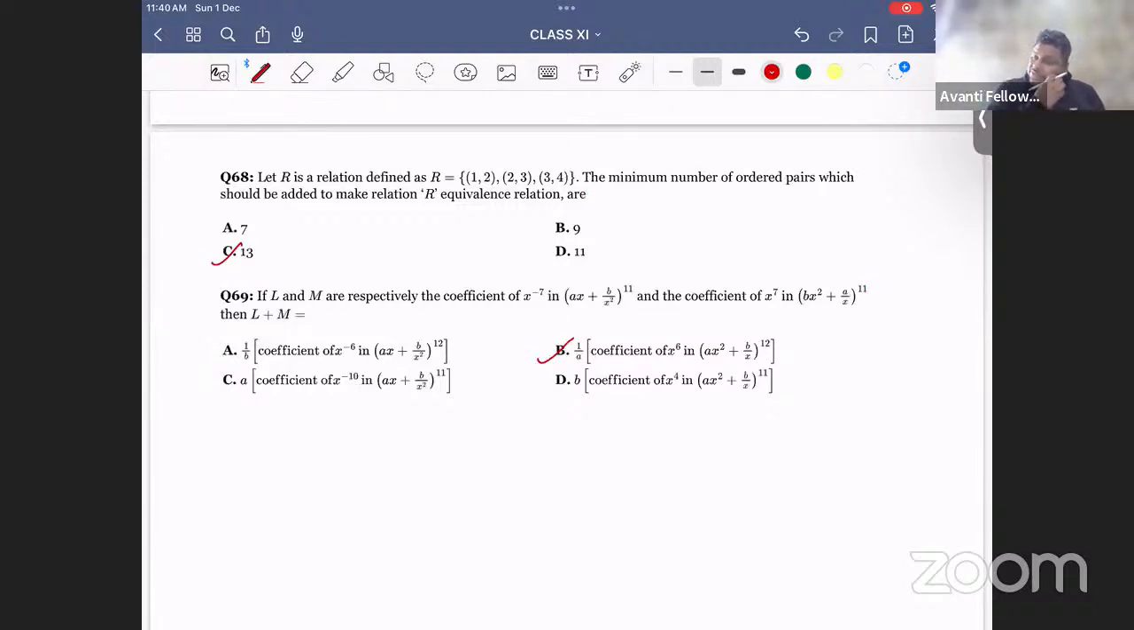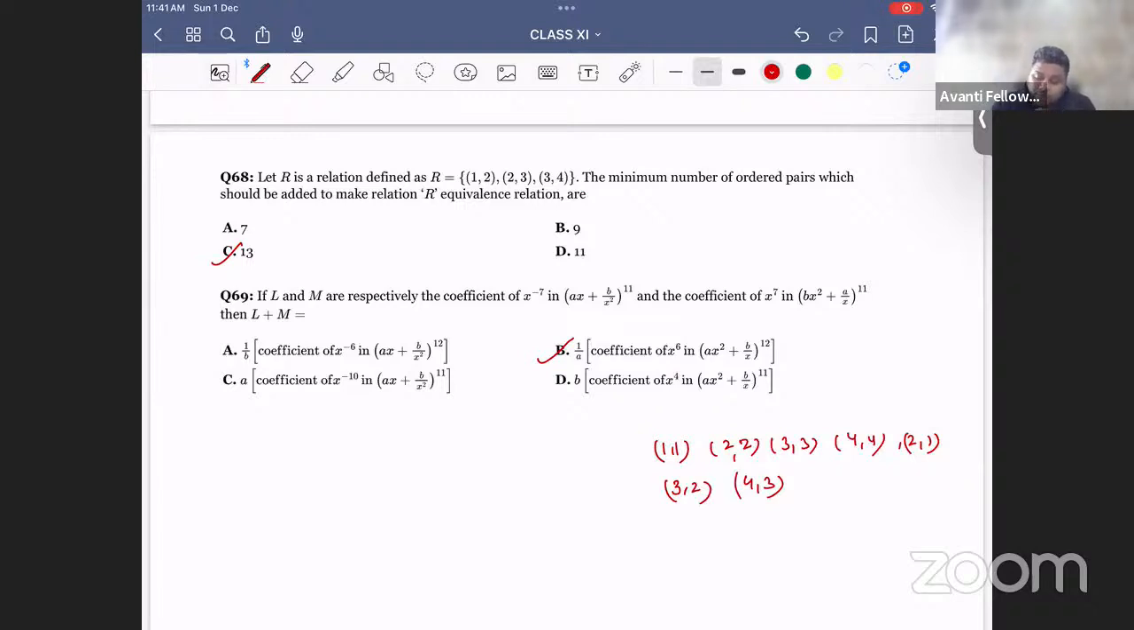The relation is defined on set A, which is having at least 1, 2, 3, 4. Got it? So first of all, (1, 1), (2, 2), (3, 3), (4, 4) should be there. Correct? So with this, you made it reflexive. Now to make it symmetric, (1, 2) with (2, 1) should be there. (2, 3) with (3, 2) should be there. (3, 4) with (4, 3) should be there.